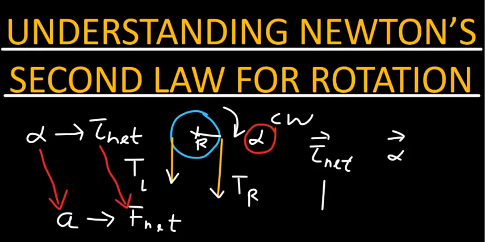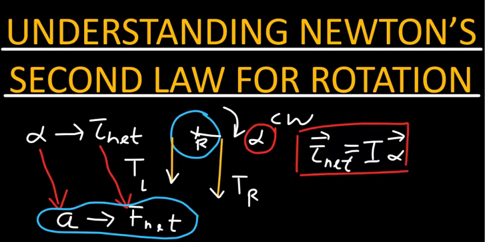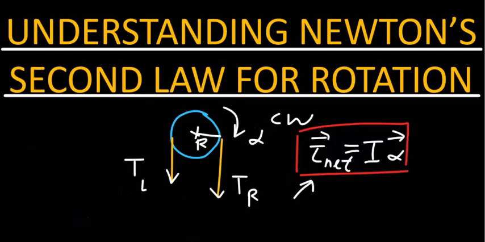So the net torque acting on the system is proportional to the angular acceleration of the system, just like net force acting on a mass is proportional to its acceleration for the linear case. However, for the rotational case, this constant of proportionality is the moment of inertia of that system. So there we have it. This is Newton's second law for rotation. And this equation can be applied for a system such as the one shown here, namely the pulley.